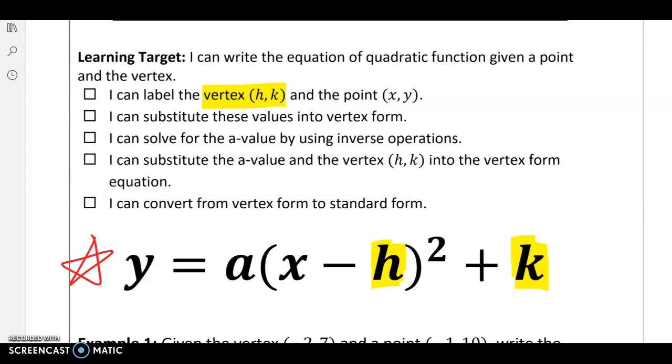Because you'll notice, if you're writing an equation in vertex form, you need three things. You need h and k, which is our vertex, and that's given to us. But what's not given to us is what the a value is. So that point they give us is going to help us to find the a value, and you'll see how in just a moment. And the last thing that we have not learned how to do is to convert from vertex to standard form. Okay, so let's go ahead and look at the first problem.